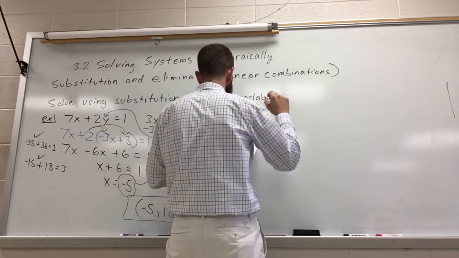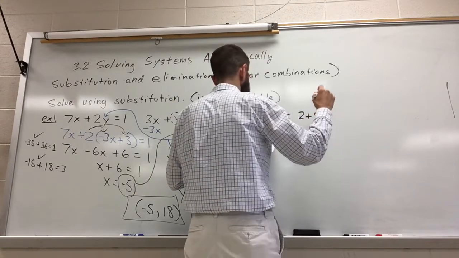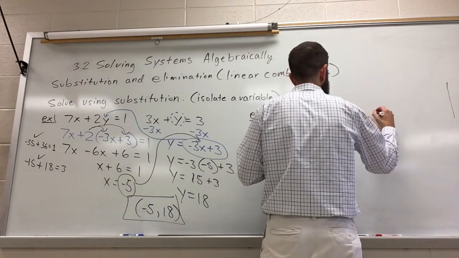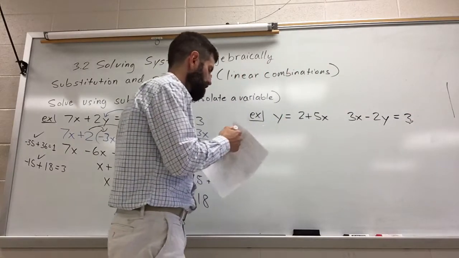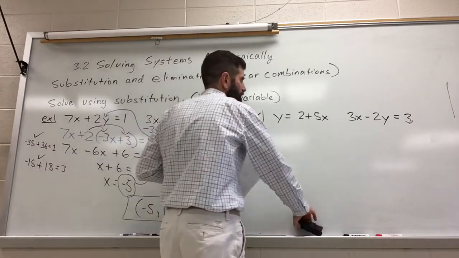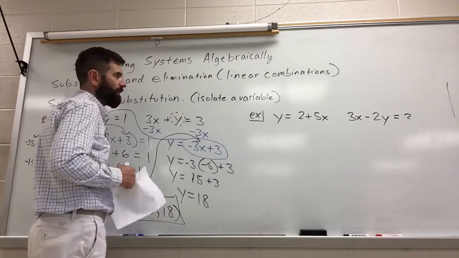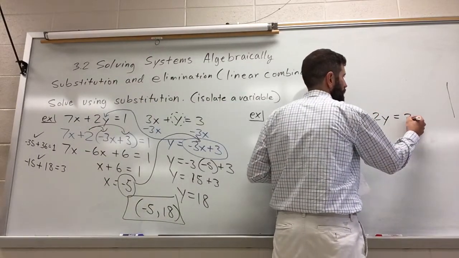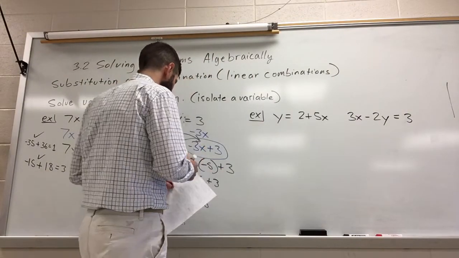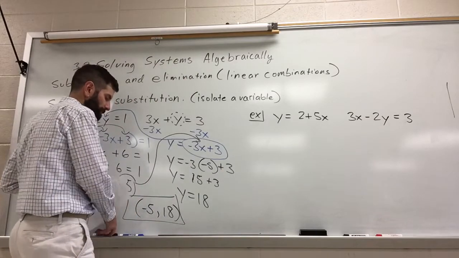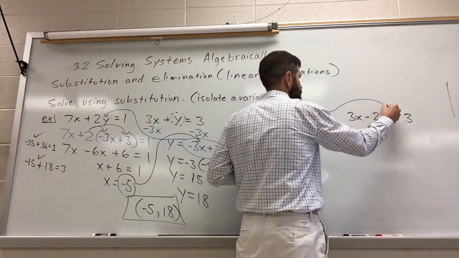Same instructions, solve using substitution, and we start out with y is equal to 2 plus 5x, and we've got 3x minus 2y equals 3. So the first step is to isolate one of the variables. But we're in luck here because guess what? One of our variables is already isolated. Y is by itself. So my first step is done for me. I've already got y by itself, so I'll substitute 2 plus 5x in for y.